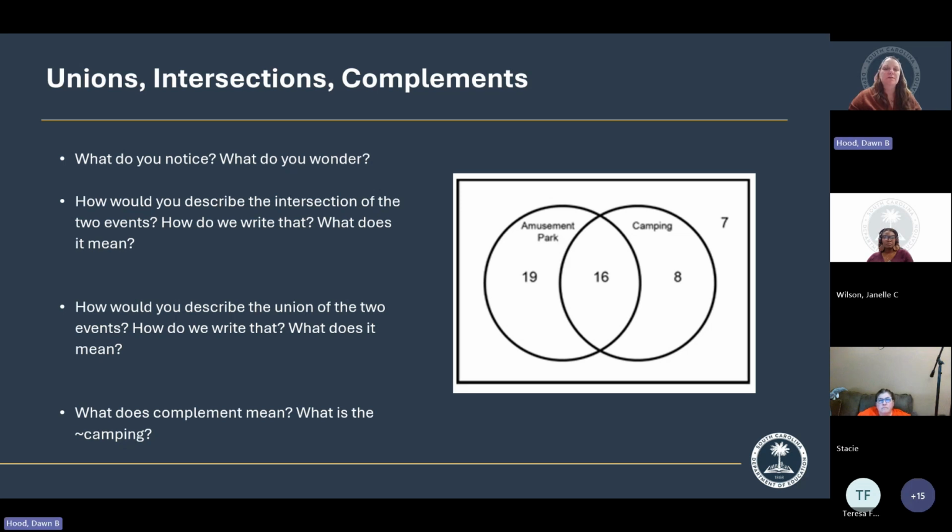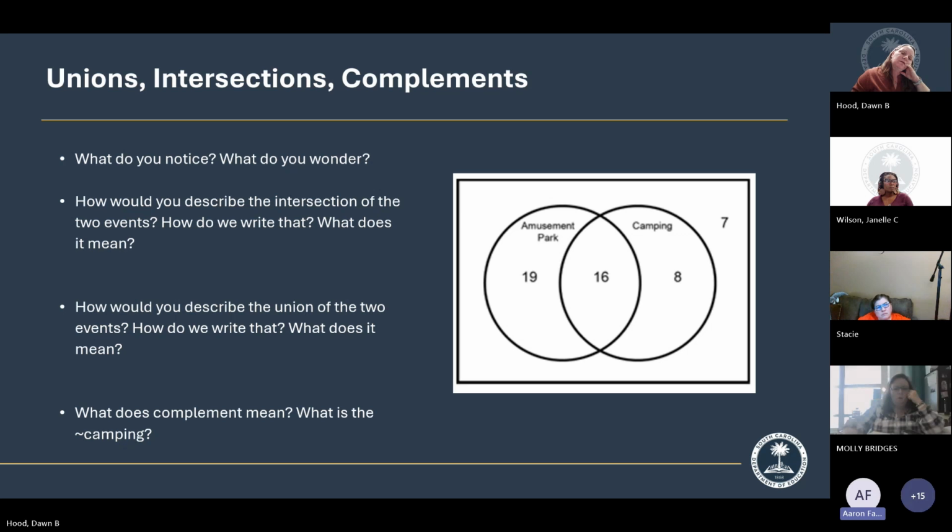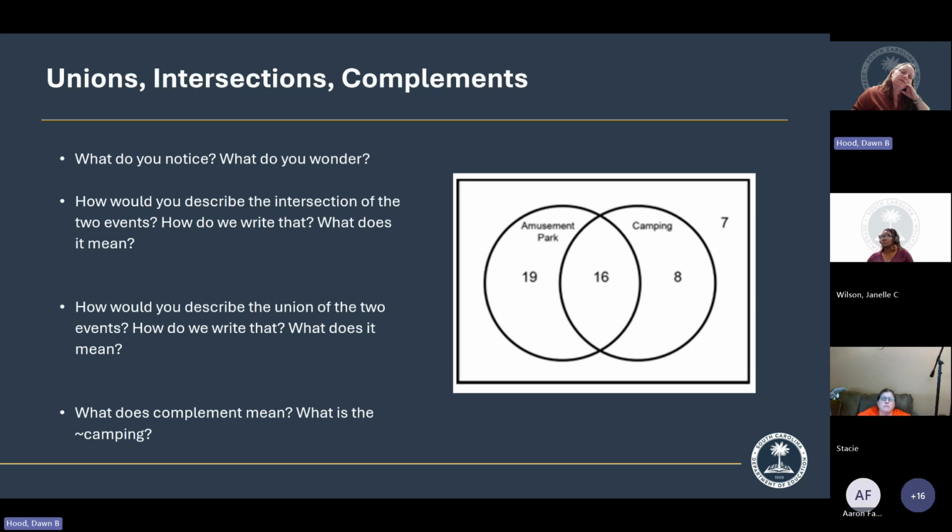I don't know if we have the right symbols that we could write that. These questions came directly from Math Nation's geometry with statistics piece. So these questions would be how you would set it up and ask the kids to try to understand unions, intersections, and complements.